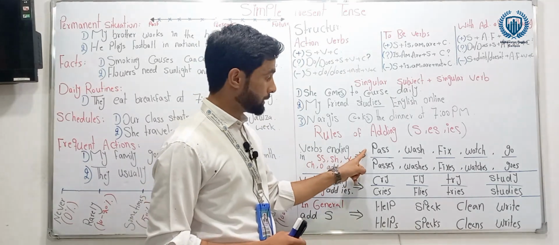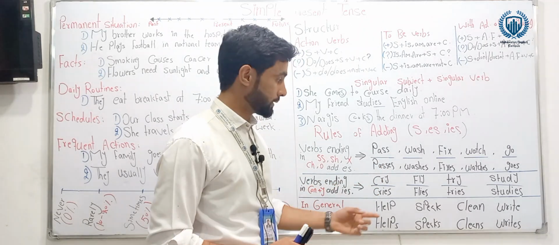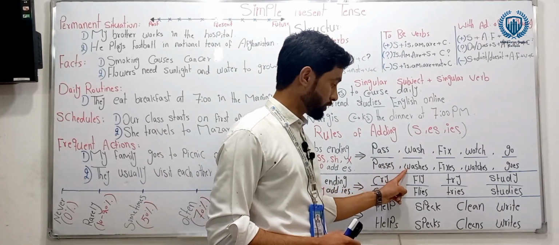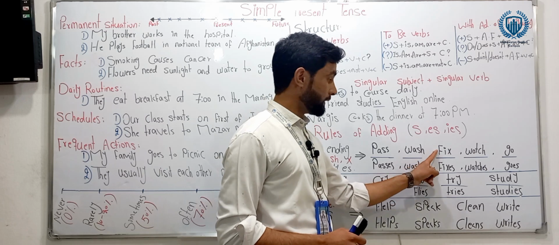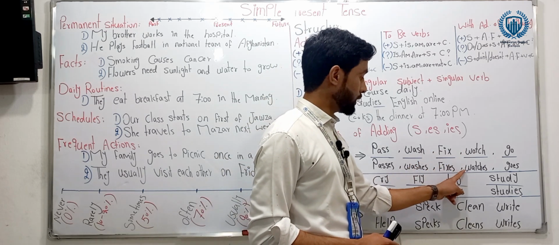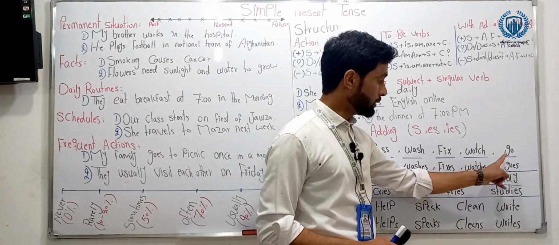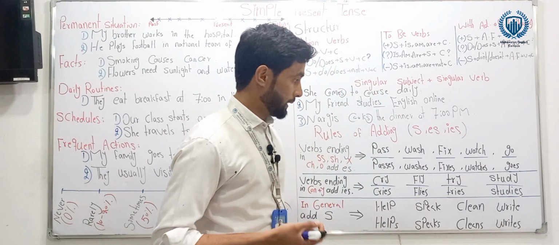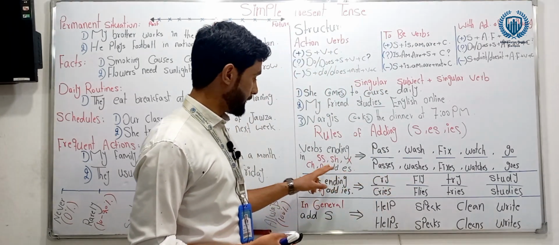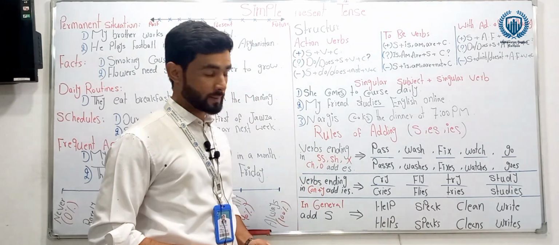Such as the example pass. It's double S, we say passes. Wash, washes. Fix, fixes. Watch, watches. Go, goes. For this kind of words which they end with double S, SH, X, CH, O, we add ES.